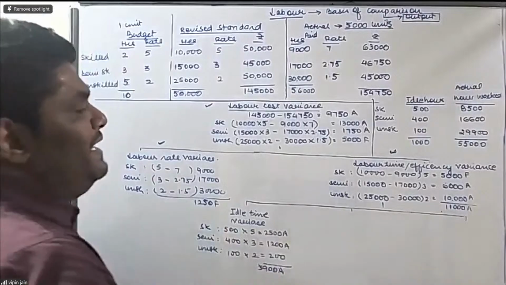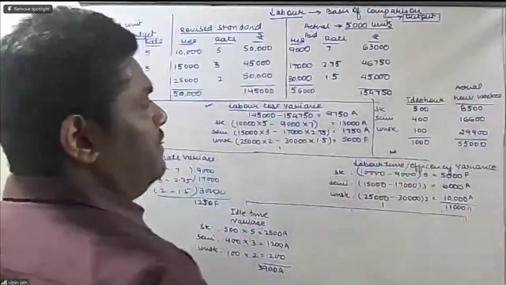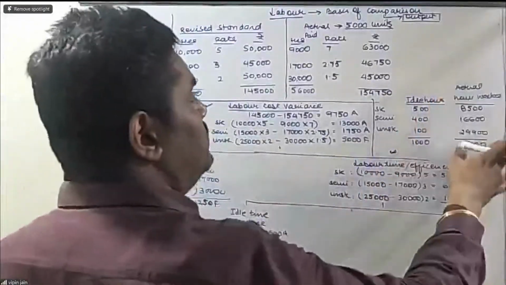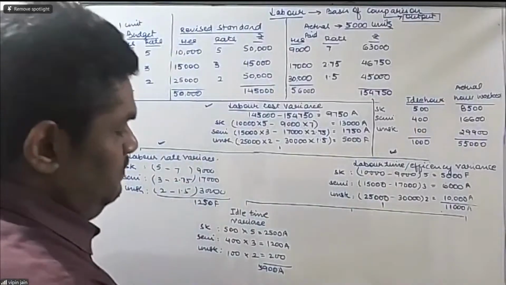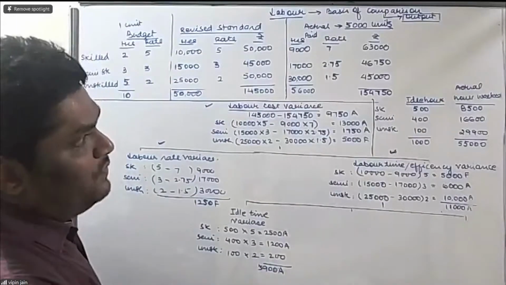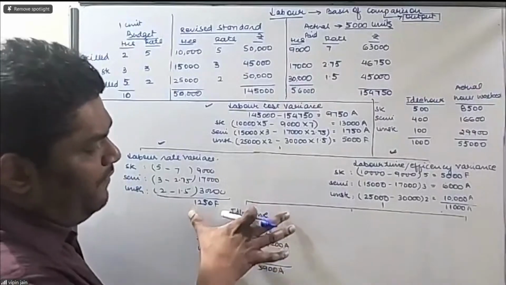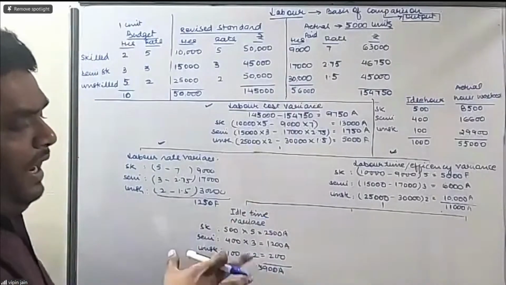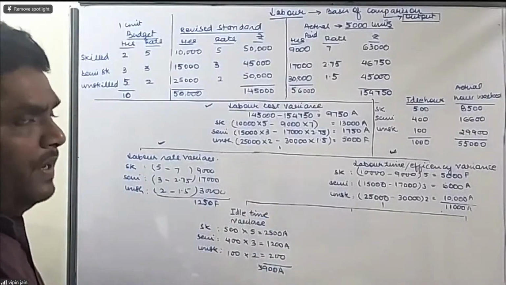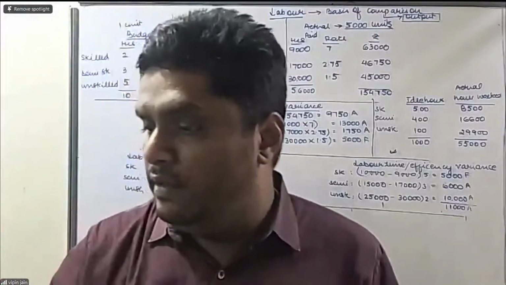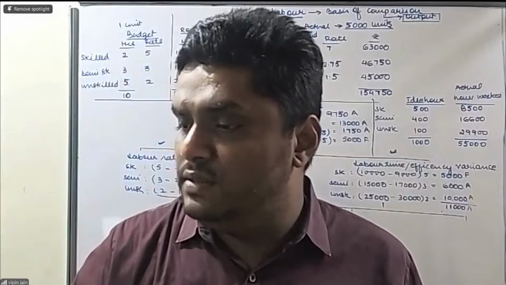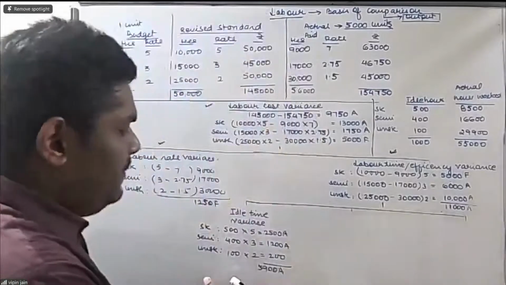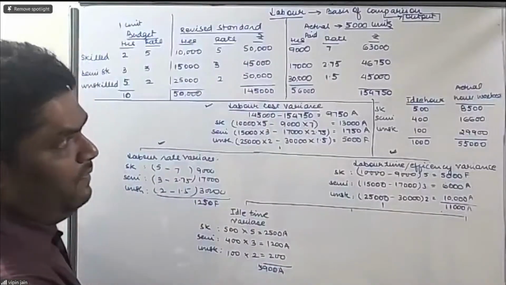So the first point is very simple. If idle hours are given in the question, we have to calculate actual hours worked. Once actual hours worked is calculated, we will first calculate idle time variance, and this will always be adverse because it's a loss to the company. It's an abnormal loss, Srinivas. It's a loss to the company, so it will always be adverse.